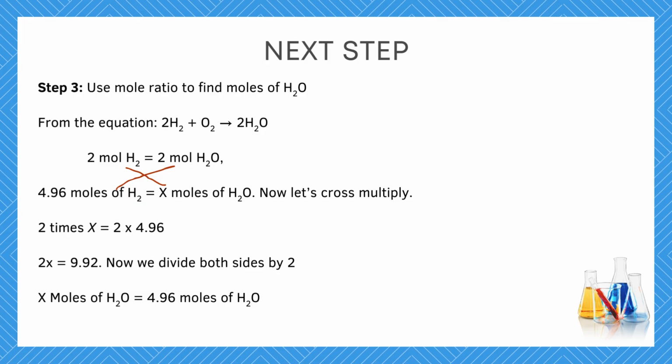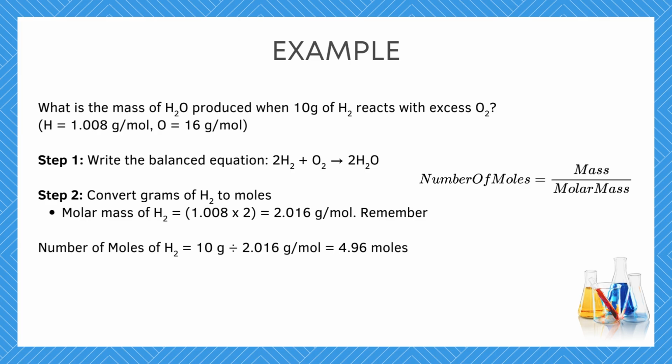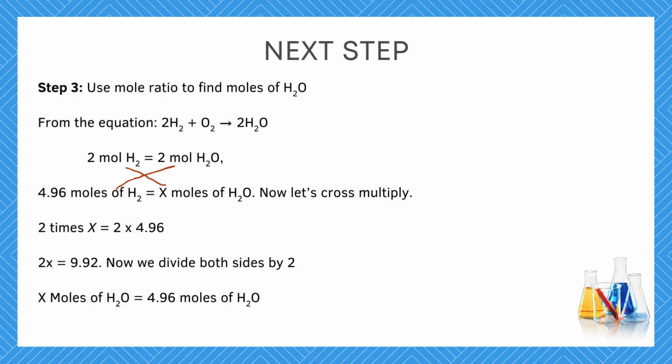Step 3 says use mole ratio to find moles of H2O. Now, this is where the equation comes into play. The balanced equation has been written down. Now, from the equation, let's go back to the question to see. What is the mass of H2O? H2O is the first thing that our attention was pointed to. Produced when 10 grams of H2, hydrogen and water were the two points of concentration that we were given.